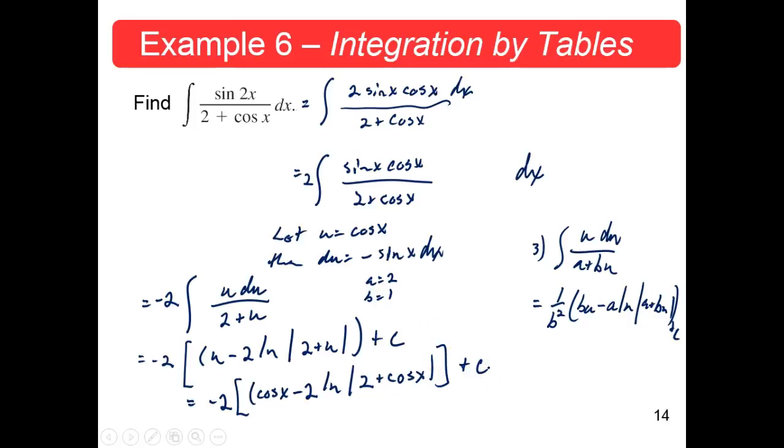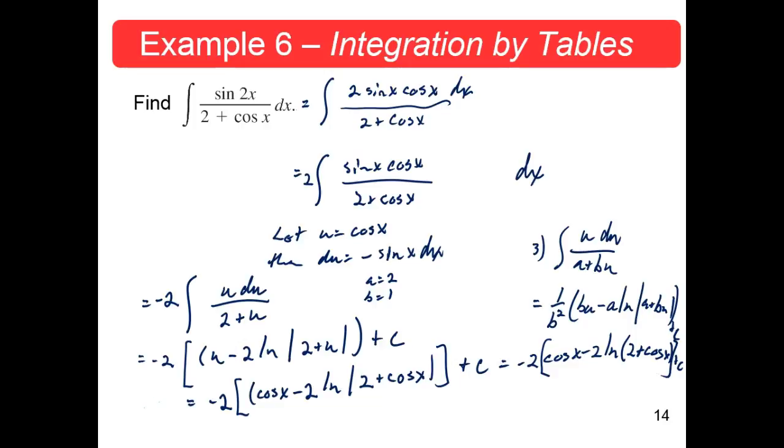plus c. Now, at this point, noticing here, 2 plus cosine x will never be less than minus 1, right? So 2 plus the negative 1 will be 1. So this is always positive. So you can lose the absolute value bars. Okay? So I think that gives you as an answer minus 2 times cosine x minus 2 times the log of 2 plus cosine x plus c.